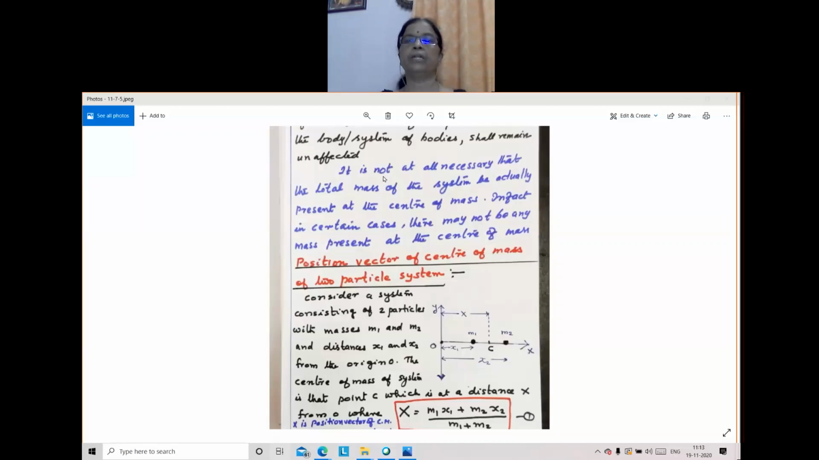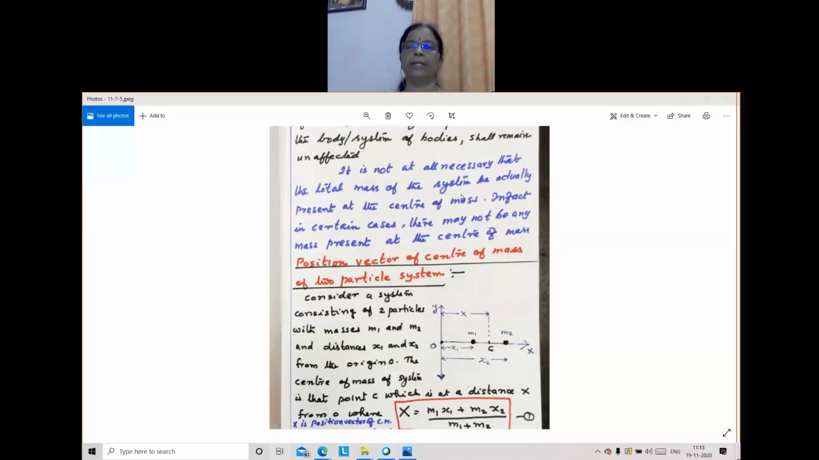So that is the definition for center of mass. It is not at all necessary that the total mass of the system be actually present at the center of mass. That is what I told. In the case of a ring, there is no mass at the center, but we only think, theoretically, that there is a point at the center, and the mass of the body is supposed to be concentrated there. It is only theoretical.